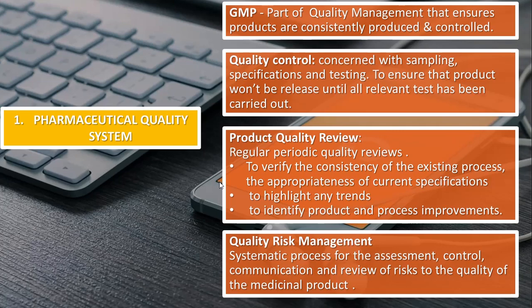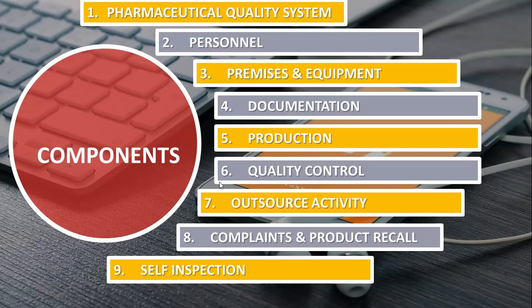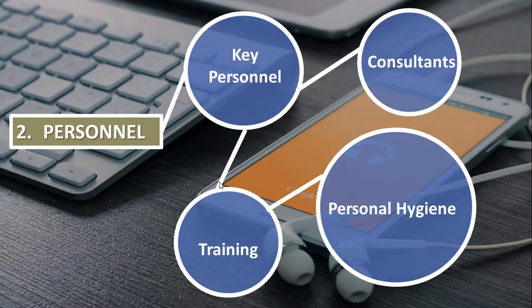Now, let's move on to the second GMP component, the personnel. The personnel subtopic discusses the key personnel and their responsibilities, their trainings, the personal hygiene, and also guidelines for the appointment of consultants.